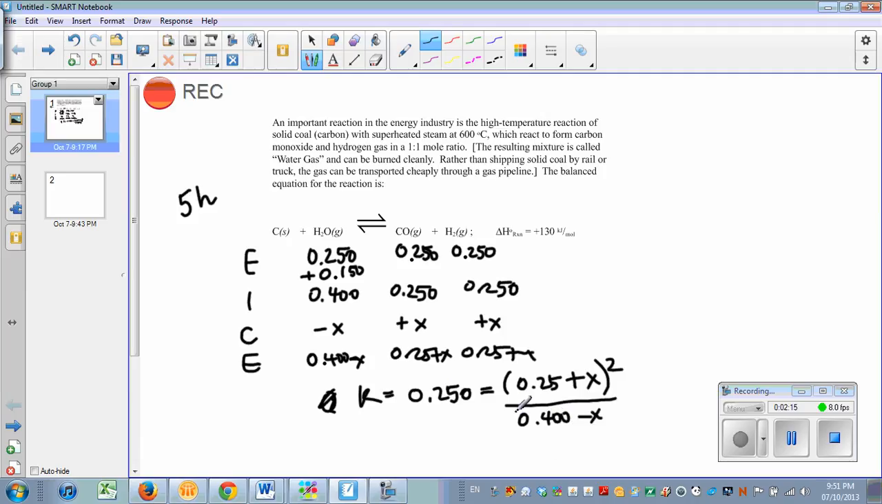Now this is a bit of a mess to solve because what you need to do is actually bring this over and FOIL this and then get it in the form ax squared plus bx plus c and use the quadratic. You can just use your calculator to do it. So you can use solver or use your calculator and find what your x value is.